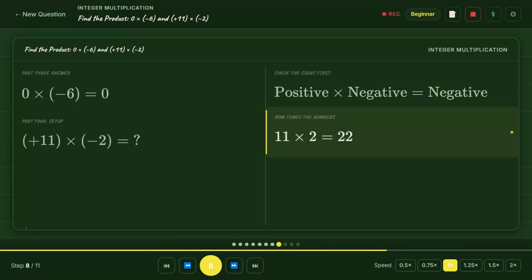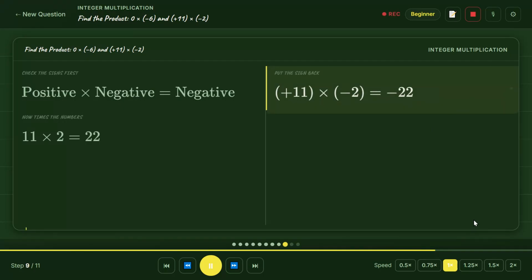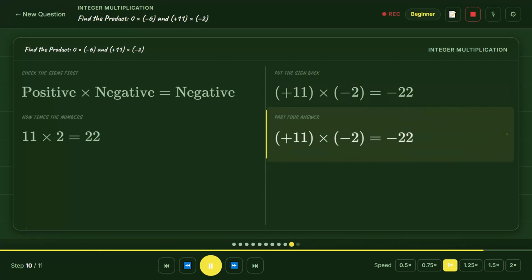Now let's forget the signs for a moment and just times the numbers. 11 times 2 is 22. Easy peasy. Now we put the negative sign back in front of 22. So positive 11 times -2 gives us -22. The answer to part 4 is -22.